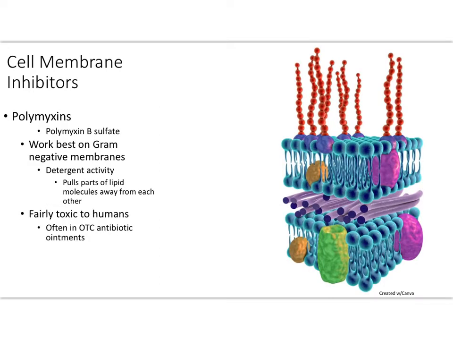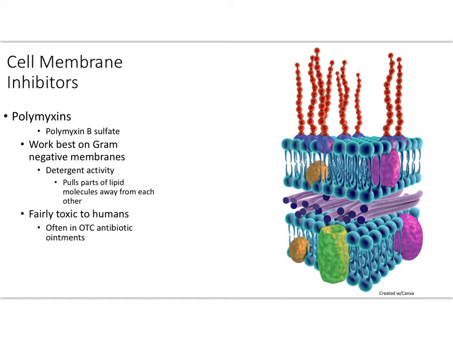Our next group of antibiotics are the cell membrane inhibitors. In humans, the cell membrane inhibitors that we use typically fall into the class or the group that we call polymyxins, specifically polymyxin B sulfate. This type of antibiotic works best on gram-negative cells because of the way it attaches to the outer membrane and pulls it apart. These antibiotics have what we call detergent activity, and remember we talked about soaps and detergents in our last lecture about how they work.